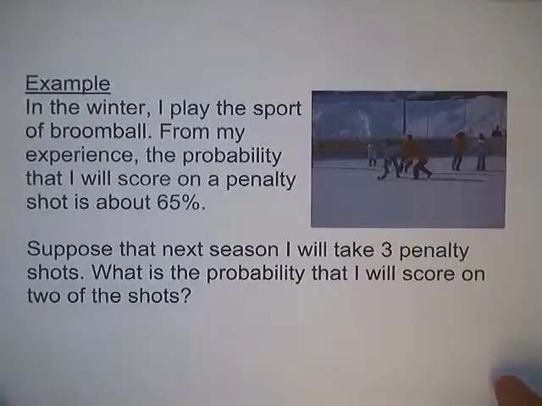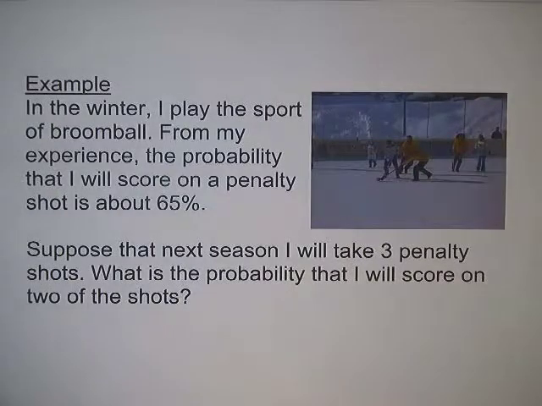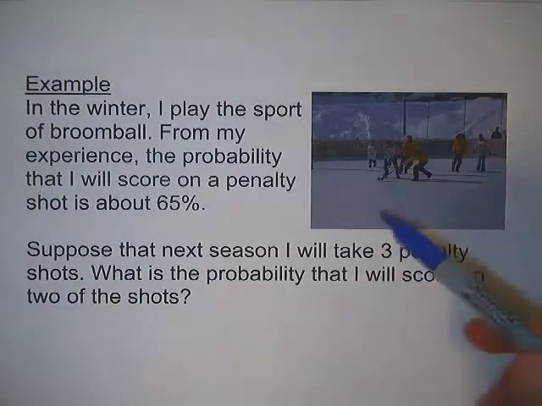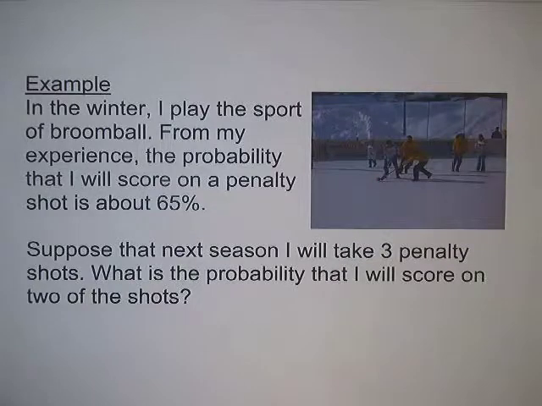All right, so let's take a look at an example. In the winter, I play the sport of broomball. Here's a picture of a broomball rink. It's pretty similar to hockey. From my experience, the probability that I will score on a penalty shot is about 65%. So on a penalty shot, you just have an open shot on the goalie, and I'm about a 65% shooter there.